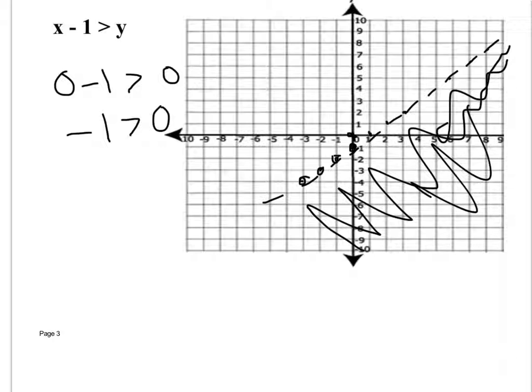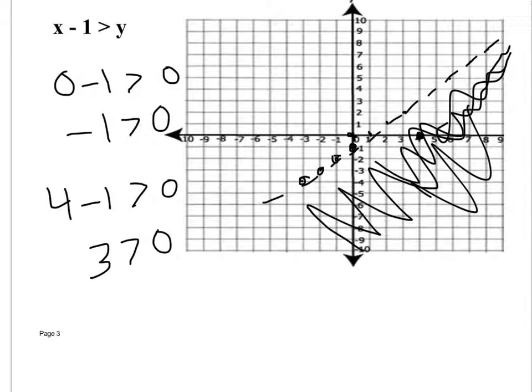Okay? Willie, let's say you picked 4, 0. On the right side. 4 minus 1, is that greater than 0? Yeah. So guess what side you shade? The right side. So you have to use an equation that has 0 in it? No. I just like it because it's easier.